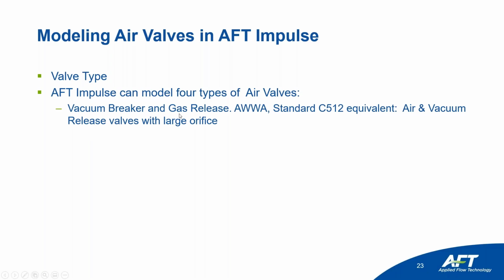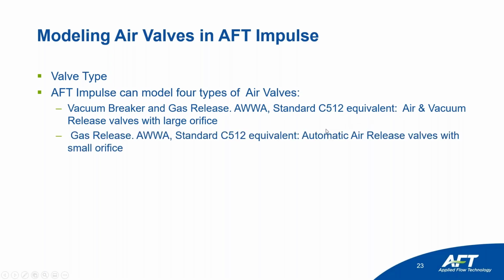Vacuum breaker and release valve. That's how Impulse calls it, and the equivalent in the C512 standard would be the ones they call air vacuum release valve with large orifice. The second type is the gas release. That's how Impulse calls it, and the equivalent, the ones we saw previously used by the C512 standard, they call automatic air release valve with small orifice.